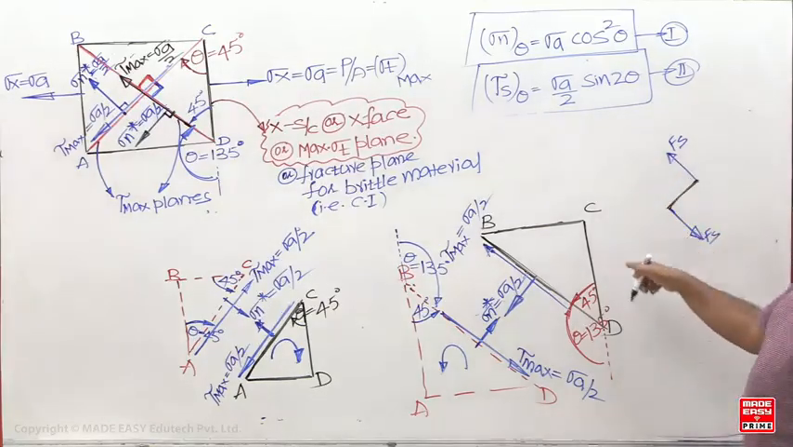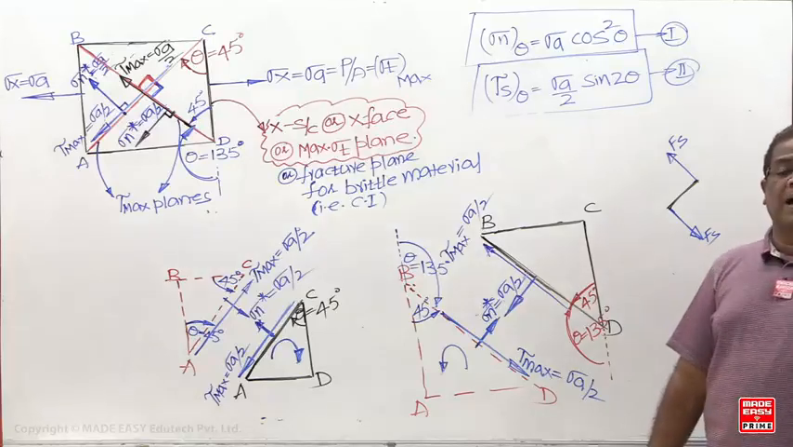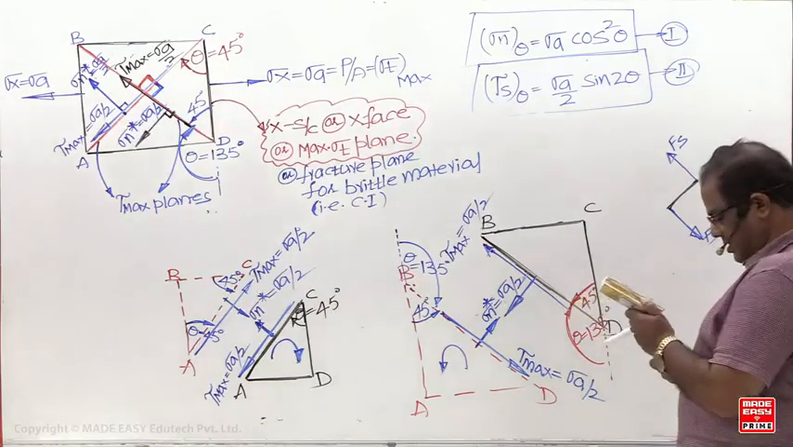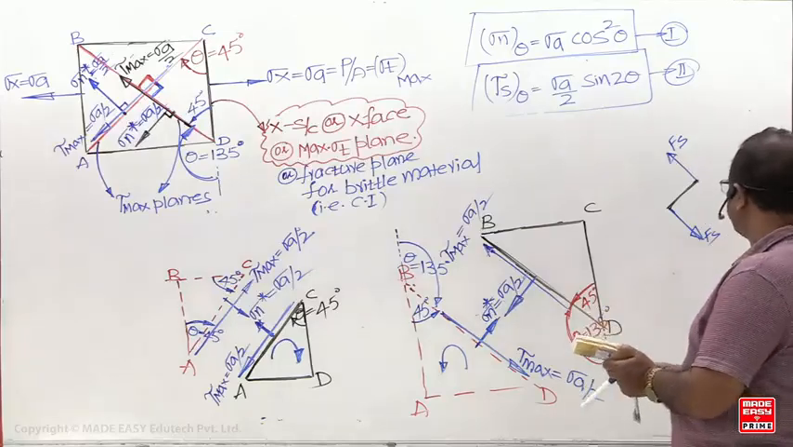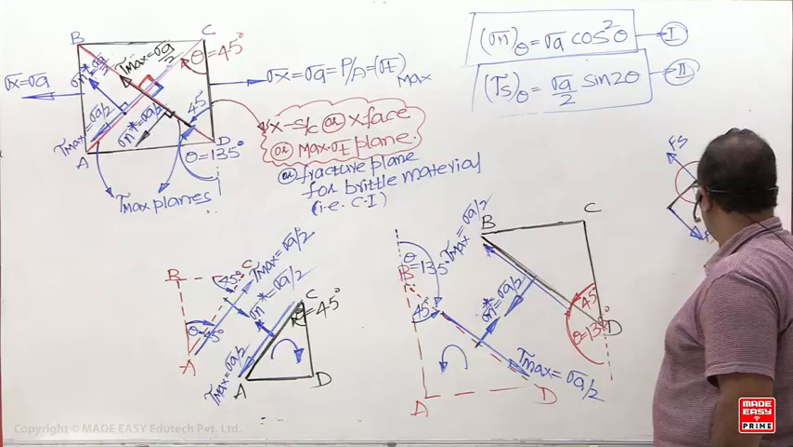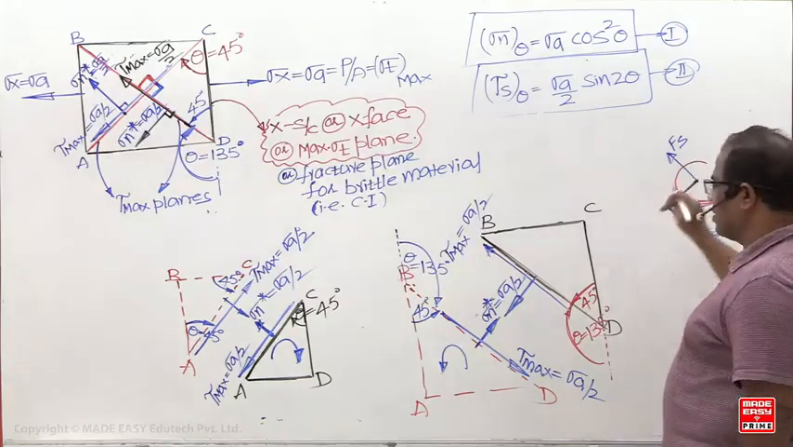So these two will what now? A couple is always formed due to two equal, parallel, opposite forces. Now these two will form a couple in which direction? Anti-clockwise. These two will form an anti-clockwise couple.